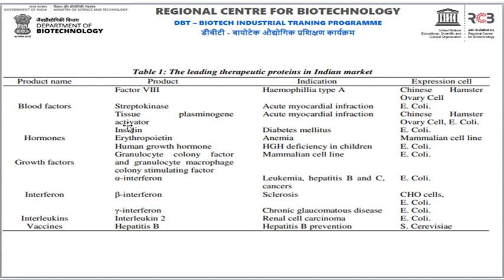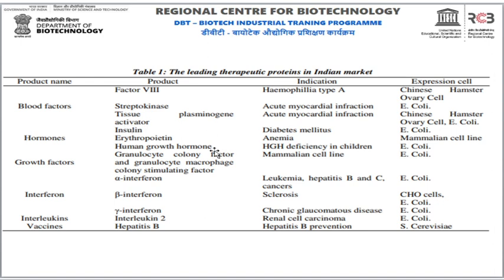Next, we are going to study the leading therapeutic proteins in the Indian market. First is factor 8, which is expressed in Chinese hamster ovary cells, and it is employed for hemophilia. Next is streptokinase, which is employed for acute myocardial infarction, and it is from E. coli. Next is tissue plasminogen activator. Again, it is also employed for acute myocardial infarction, and it is expressed in both E. coli as well as Chinese hamster ovary cells.